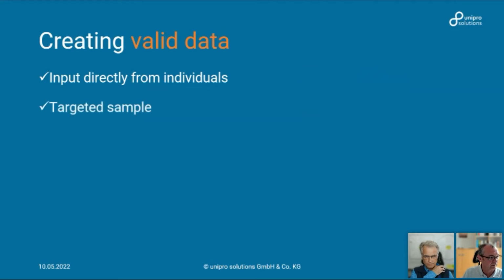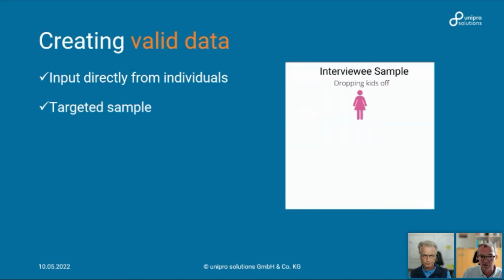The second aspect is a targeted sample. What I mean by that is when you choose the people that you want to talk to, your interviewees, you really should think beforehand: who do I invite? In this example, maybe you start with, hey, we want to interview people about dropping the kids off at school or at kindergarten or whatsoever. Like, yeah, we're gonna talk to the mom. Mothers only? Bad idea. There are some other people who do drop-offs: the father, maybe the grandparents, maybe other relatives.